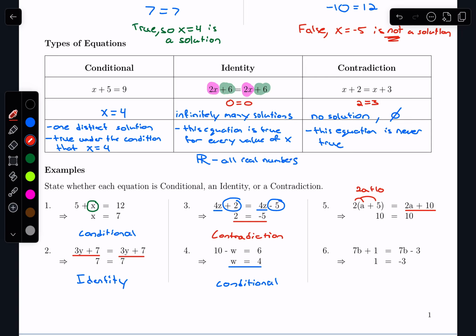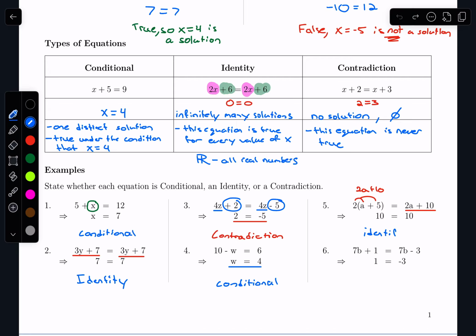So they didn't look exactly the same at first, but by doing a little bit of algebra, they both now say 2a plus 10. And you can see that when we simplify this, we'd get something that is true, like 10 equals 10, but we didn't even have to go that far. The fact that the beginning parts look exactly the same means that this is going to be an identity. One side exactly matches the other side.